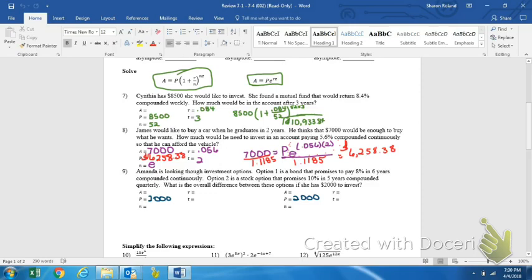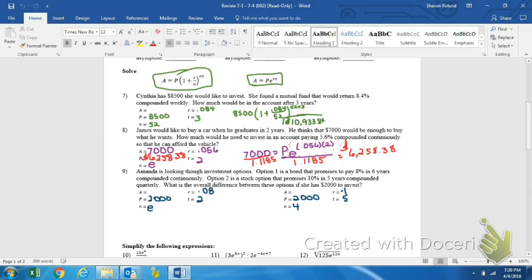The first one's compounded continuously, so the number of times it's compounded, we're going to put E. It's at 8%, and you would write that 0.08, and the amount of time is 2 years. Okay, the other one is going to be compounded quarterly, so it's 4 times. The interest rate is 10%, and it's compounded for 5 years. Okay, so we're going to put this in the calculator.